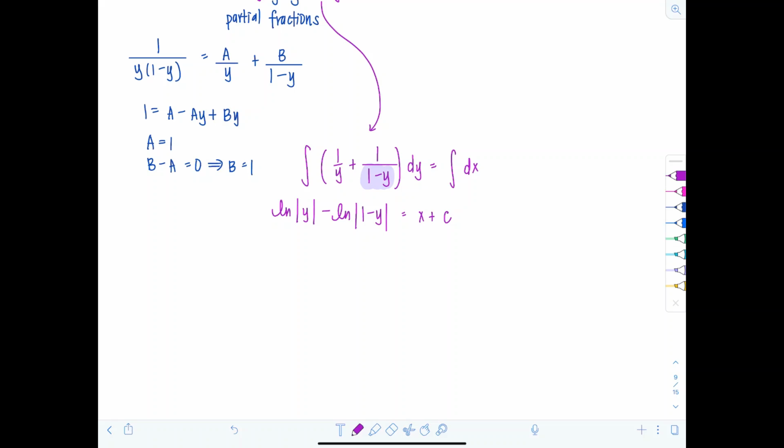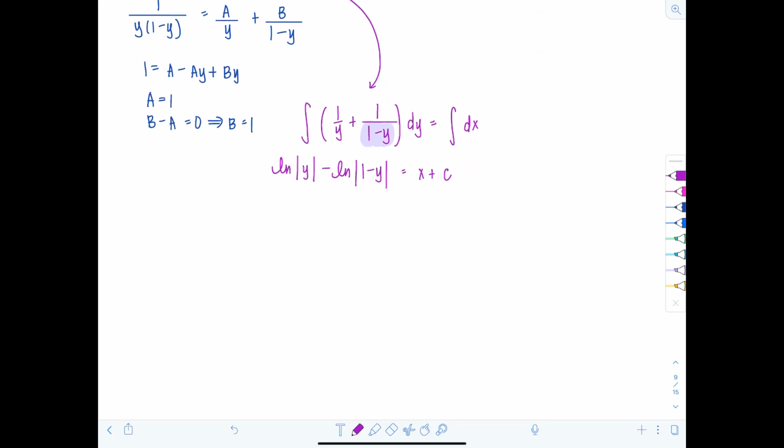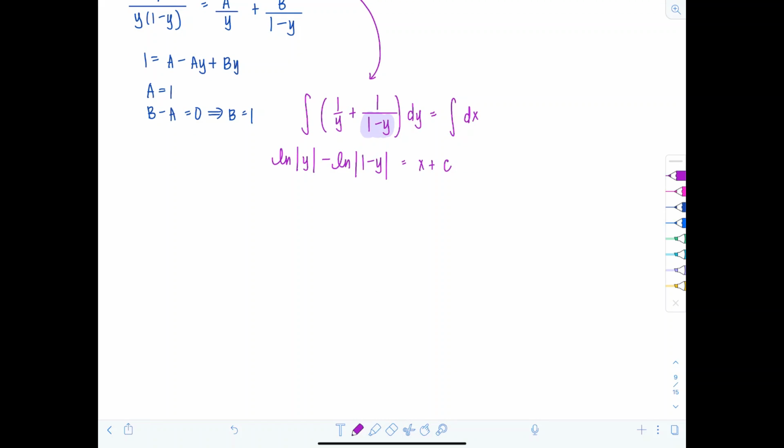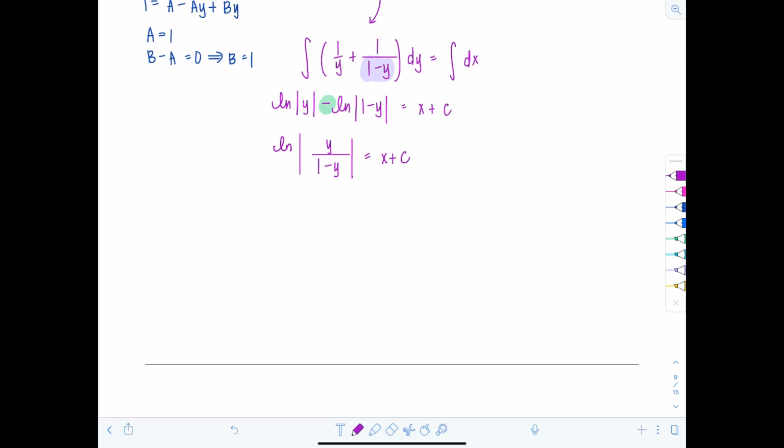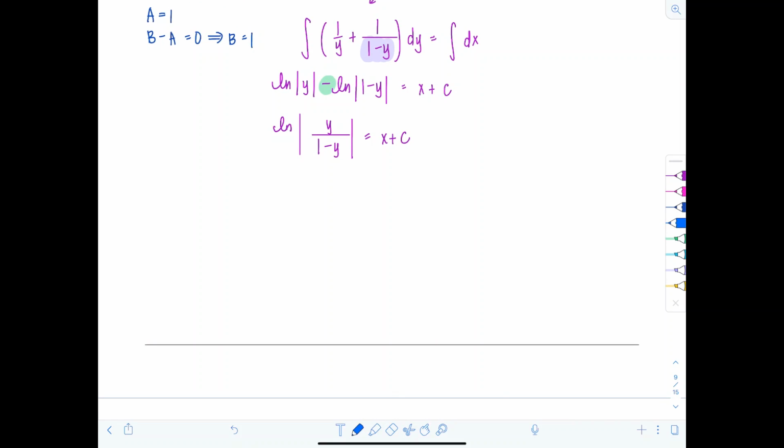Okay. Now from here, it's very similar to the last example that we just did. So again, we're going to use our logarithm properties and combine these into a single logarithm. So we have ln of the absolute value of y over 1 minus y equals x plus c. And then, yes, I'm going to exponentiate both sides. So I'm going to take e raised to the ln of y over 1 minus y equals e raised to the x plus c.